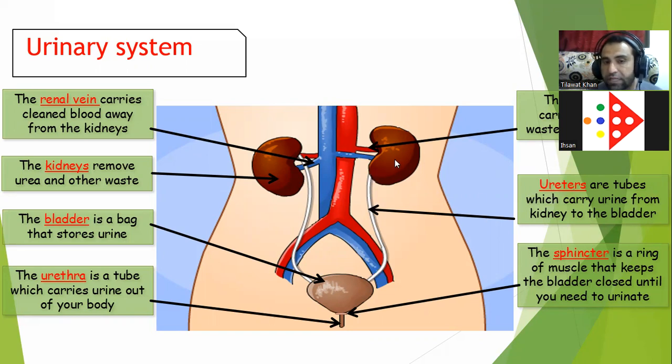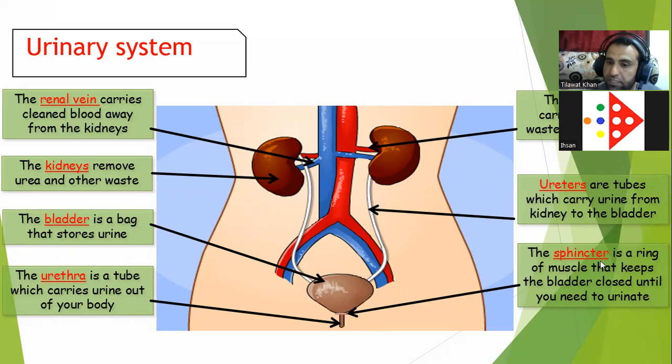Ureters take urine from your kidney to the urinary bladder, right? The place where urine is stored is called the urinary bladder. And when you need to urinate, urine will go out from your body through the urethra, right? And here there is a ring of muscle between the bladder and the urethra.